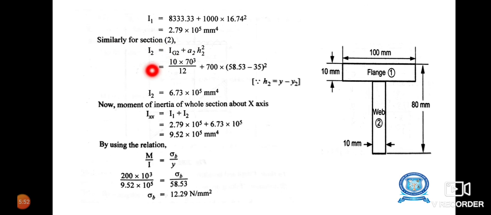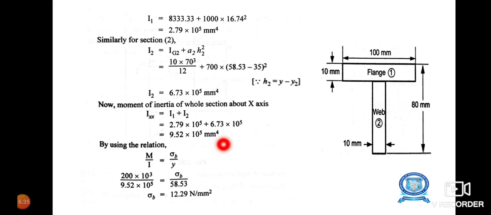Similarly for the second section, I2 is equal to Ig2 plus A2 h2 square. We apply all the given values: 10 into 70 cube divided by 12 plus 700 into 58.53 minus 35 whole square. So I2 is equal to 6.73 into 10 raised to 5 mm power 4. So we have calculated I1 and I2. Next, the total moment of inertia I is equal to I1 plus I2. Adding, 2.79 into 10 power 5 plus 6.73 into 10 power 5 is equal to 9.52 into 10 power 5 mm power 4.